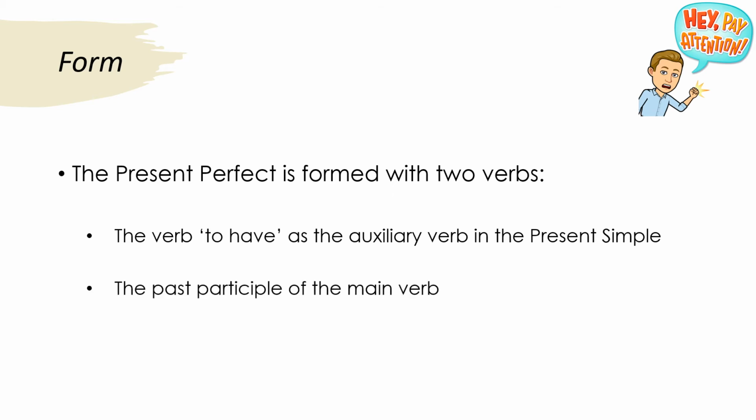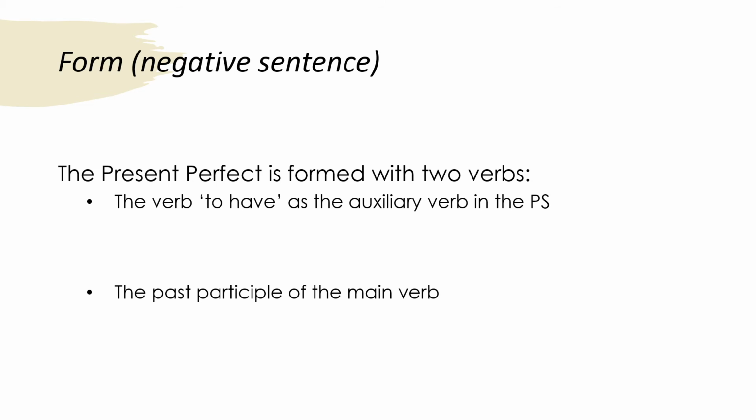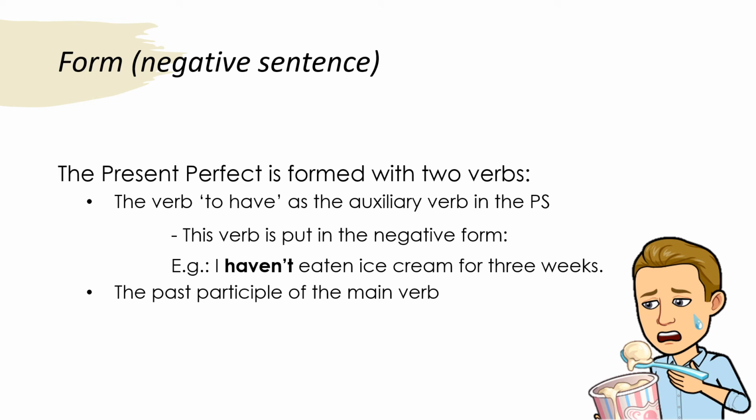We also form negative sentences, of course. If that is the case, we have to change our auxiliary verb to have by putting it in a negative form. For example, I haven't eaten ice cream for 3 weeks. The main verb remains in the past participle form.